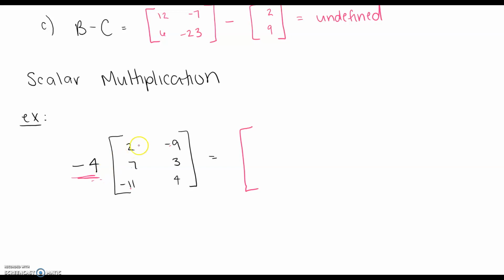So negative 4 times 2 is negative 8. Negative 4 times negative 9. Negative 4 times 7. Negative 4 times 3. Negative 4 times negative 11, positive. And negative 4 times 4. And that's it. So scalar multiplication is pretty straightforward.